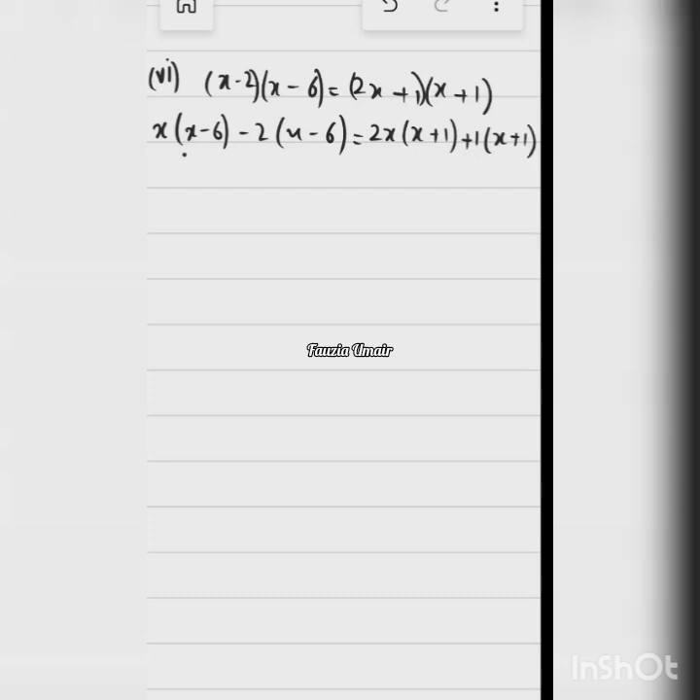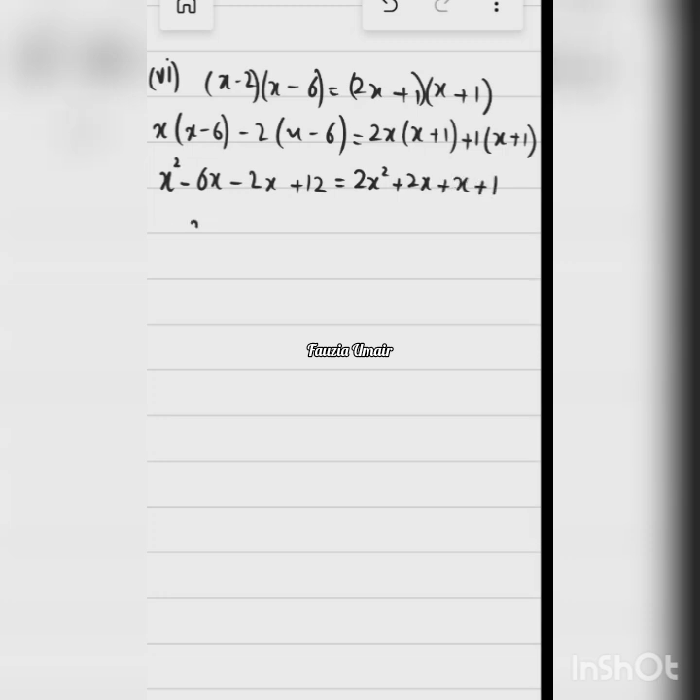Now we need to open the brackets. What is x into x? X square. X square minus 6x, so minus 2x and plus 12 is equal to, and we need to open these brackets also, 2x square plus 2x plus x plus 1.